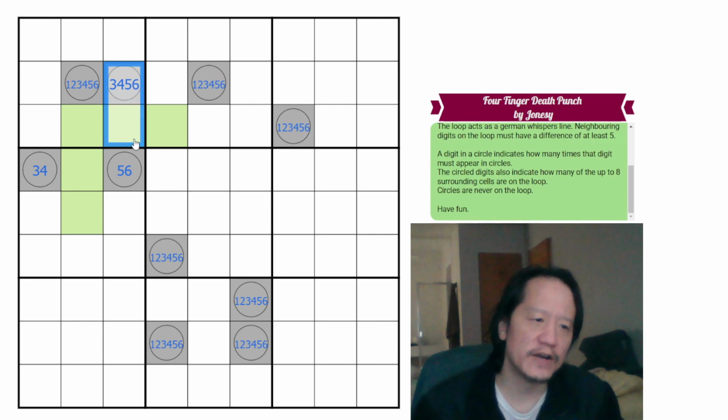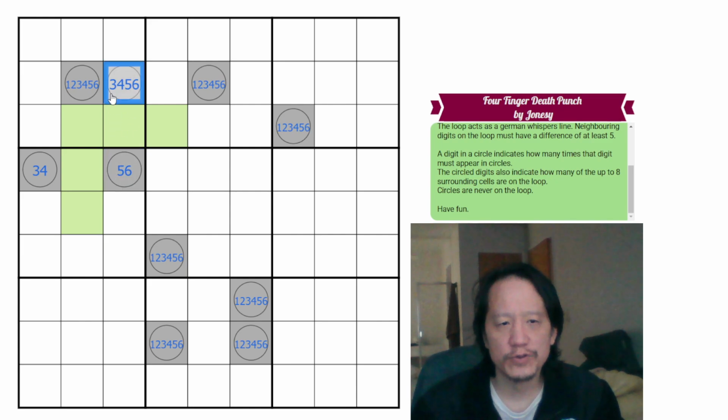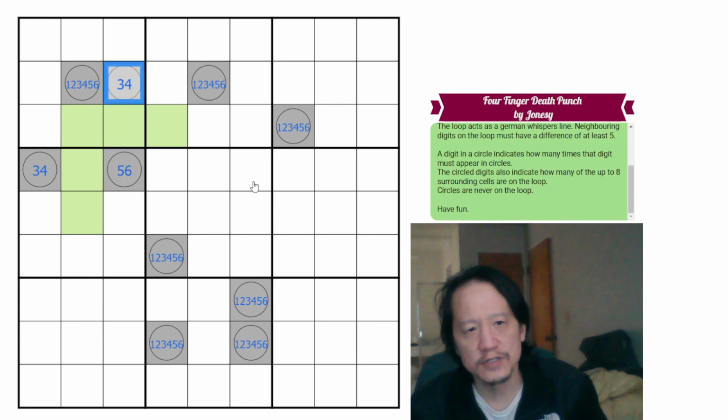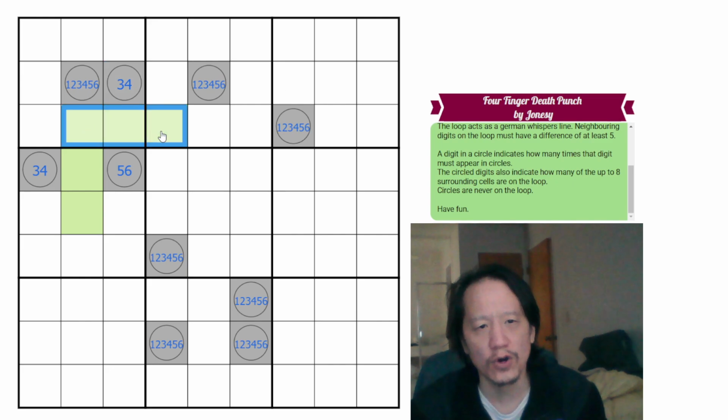It cannot be 5 and 6, though, right? Because if this is 5 and 6 and this is 5 and 6, that doesn't work, because that would then add up to 11 for the digits, and they have to be different digits. So therefore, this cannot be 5 or 6. It's 3 or 4. It cannot be 4, because if it's 4, it just stops here, and that doesn't work. So this one has to be 3, which means this one cannot be on the loop. These can't be on the loop.